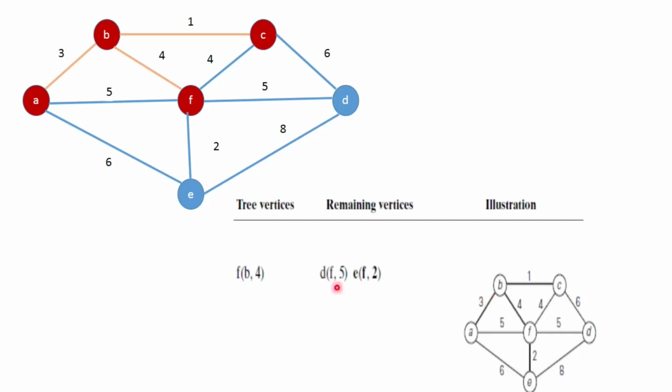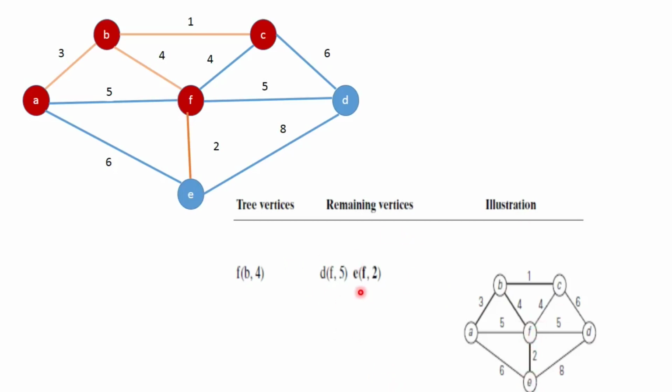So E to F, F to E can be considered. So this edge can be considered, and you can see that I have highlighted it. Here also in this illustration F to E is darkened. Let's see the next step.